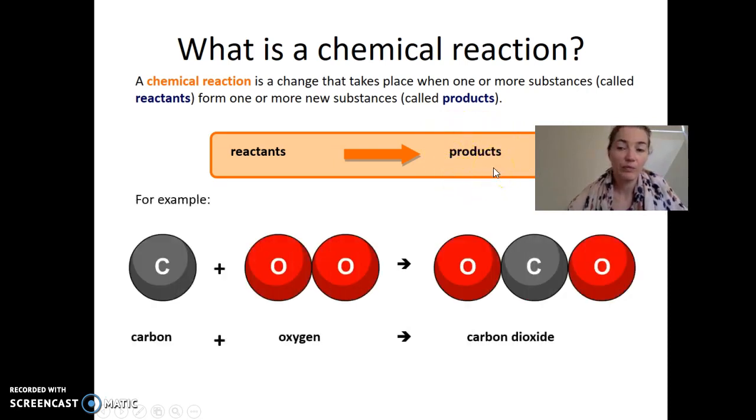And here's an example. In this example, we have carbon and oxygen being our reactants. This is also showing us a symbol for a carbon atom, a symbol for an oxygen molecule. And we always use these little plus signs. This is the arrow showing that a chemical reaction occurs and which way it's heading. And this is the product, carbon dioxide. We use the prefix di because there's two oxygens.